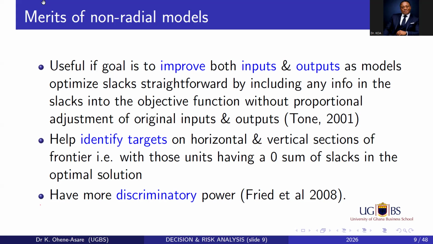I think it's because of the ability to distinguish between efficient and inefficient DMUs. That is why they are what? Discriminatory. What do you mean by that? Explain what you mean.